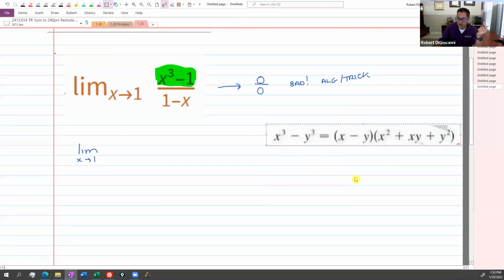So I need to know that formula exists. And so what we basically have here is like x cubed minus 1 cubed, right? Isn't that what we really have? X cubed minus 1. So wherever the x is will stay x, and wherever the y is, we replace it with 1.